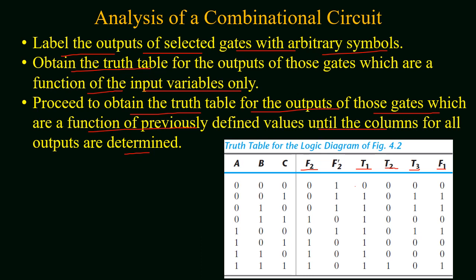Now in the last step, you have to proceed to obtain the truth table for the outputs of those gates which are functions of previously defined values, until the columns for all the outputs are determined. T1, T2, T3 were functions of input variables directly. Now F1 is a function of the sum of T3 and T2. After completing the outputs for T2 and T3, you will compute the output for the output function variable F1. And this will complete your truth table, or the second step of analysis of a combinational circuit.